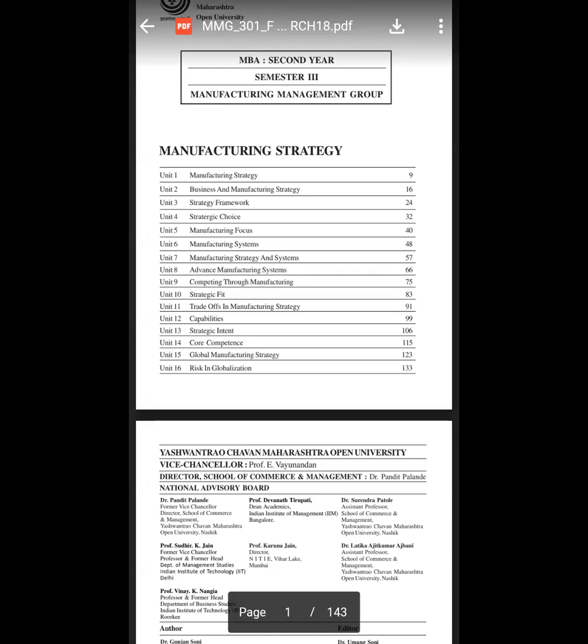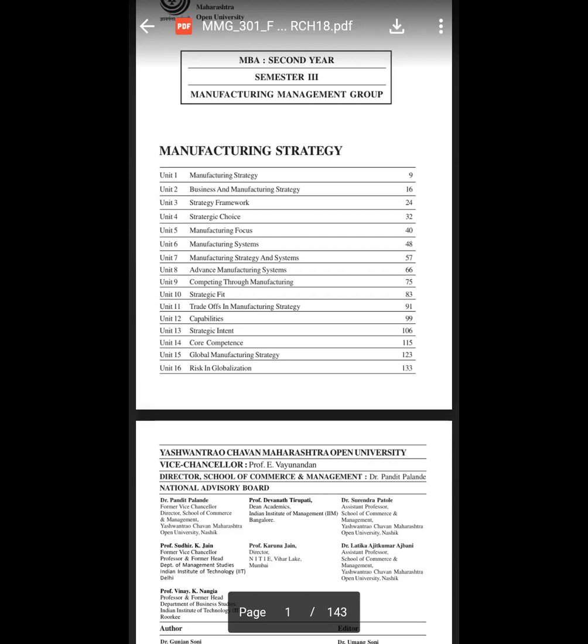Second one is business and manufacturing strategy. Third one is strategy framework. Fourth one is strategic choice. Fifth one is manufacturing focus. Sixth one is manufacturing systems. Seventh one is manufacturing strategy and systems, and many more. So these all are the units that you are going to study in this course.